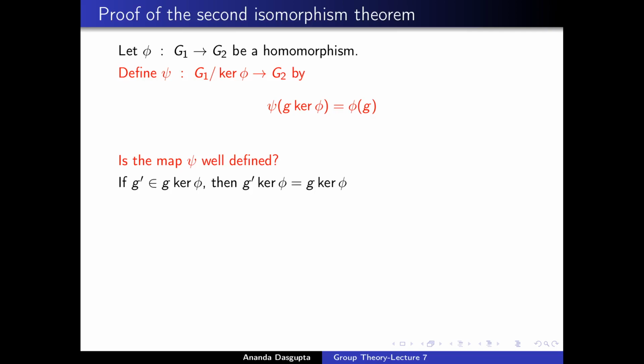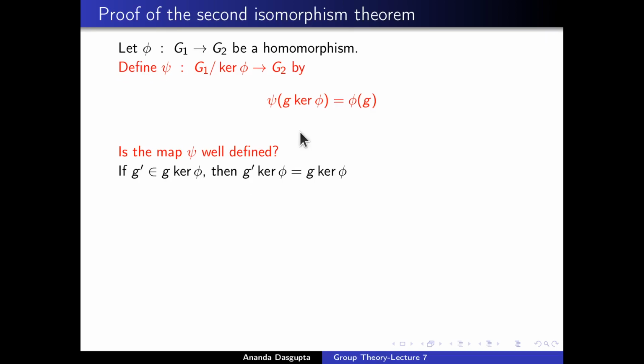Given a particular input from the domain, it has to give me exactly one answer from the range. Here it seems that the way we have defined or tried to define this map may lead to an ambiguity. Let us first show that despite appearances, this problem is really not there. The map is well defined after all. Notice that if g prime is really a member of g ker phi, this coset, then there has to exist some element k in the kernel of phi such that g prime is g times k.